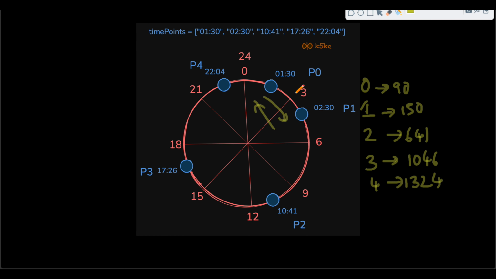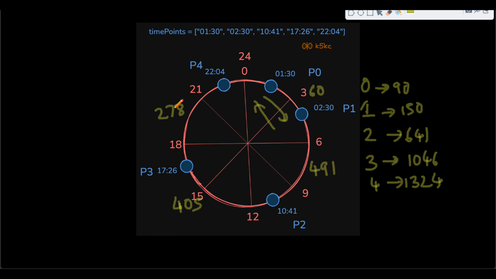So now we calculate the difference between two adjacent points. For point 0 and point 1, it will be 60 minutes. For point 1 and point 2, it will be 491 minutes. For point 2 and point 3, it will be 1046 minus 641, so that will give us 405. And the time difference between point 3 and point 4 will be 1324 minus 1046, so that will give us 278 minutes.